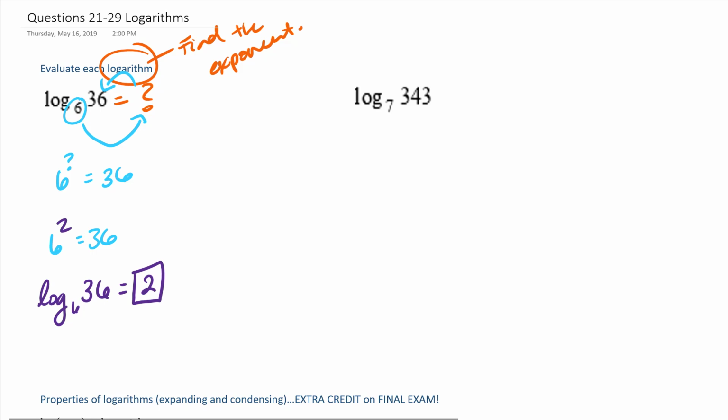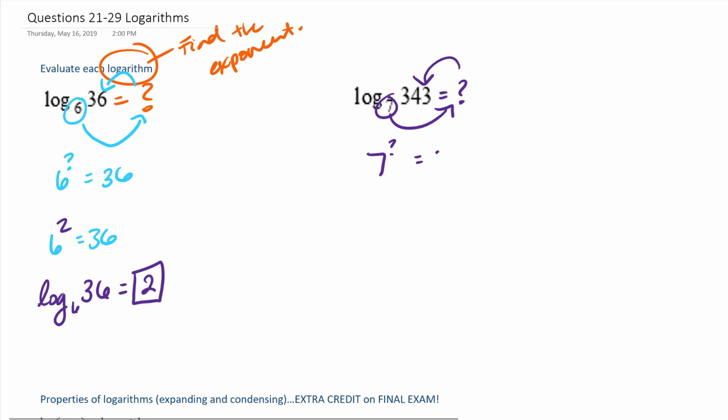Your calculator can make pretty quick work of this too, but a lot of calculators don't have the option where you can change the base from 10 or from that natural number e. So we'll do the same thing with this one. Say here's my question mark that I don't know. 7 to the what power equals 343, and I can rewrite that to help me understand.